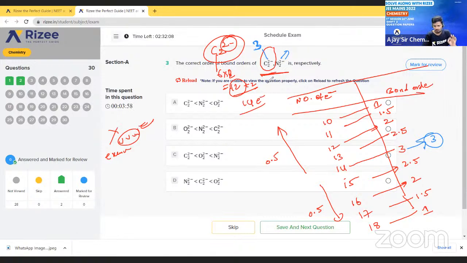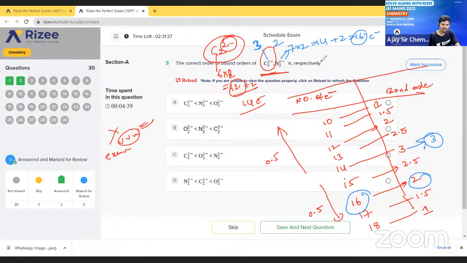If N2 2 minus is there, what is the bond order? See here. Nitrogen, basically, how many electrons does nitrogen have? 7 electrons. But here N2 is there, that means 7 into 2, that means 14 electrons. And here N2 has 2 minus, that means it is carrying extra 2 electrons. So 14 plus 2 is how much? 16 electrons. So if 16 electrons are there, what is the bond order? Very simple, the bond order is 2.